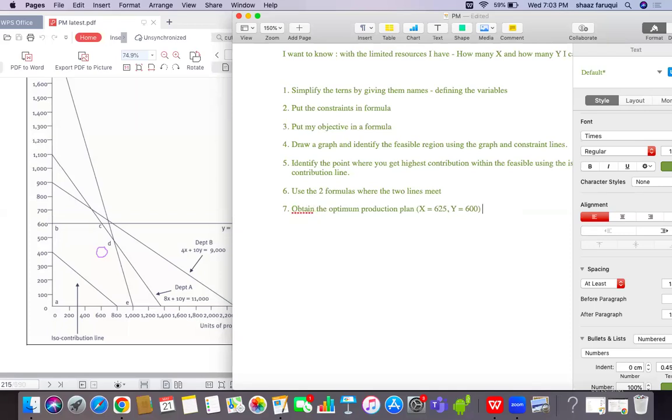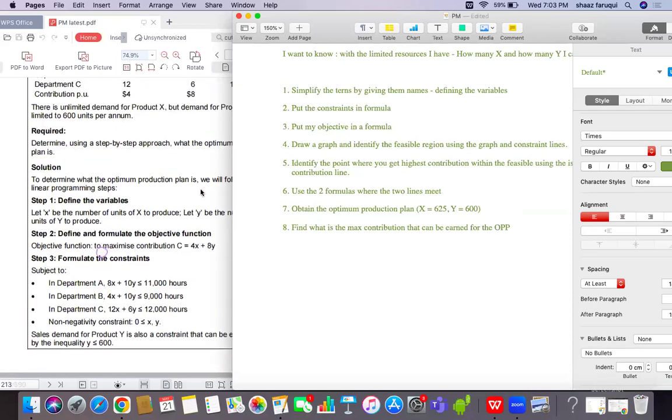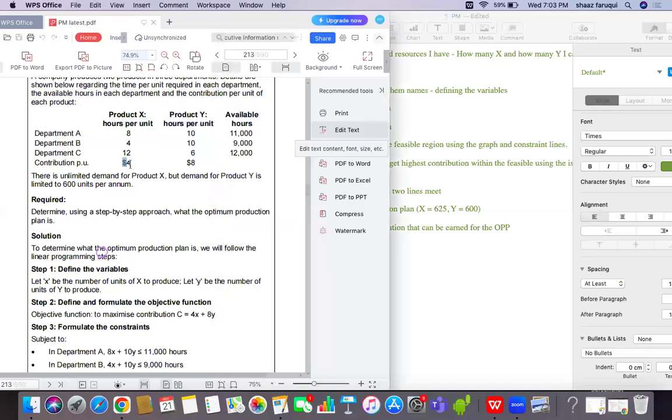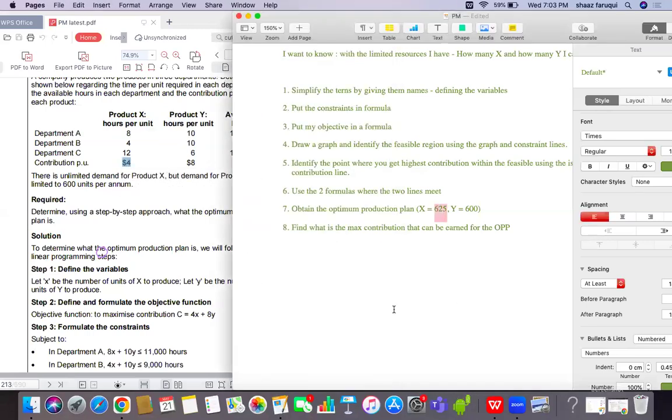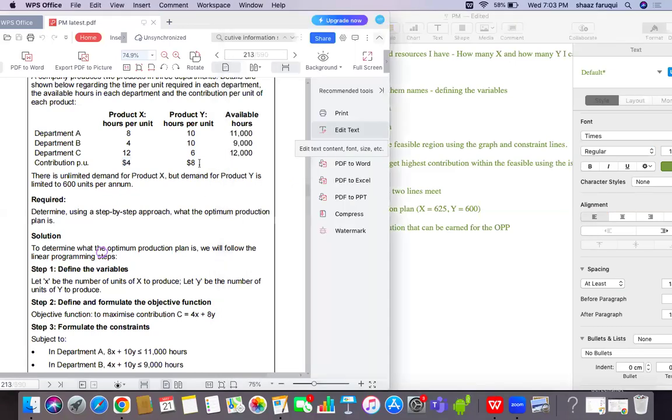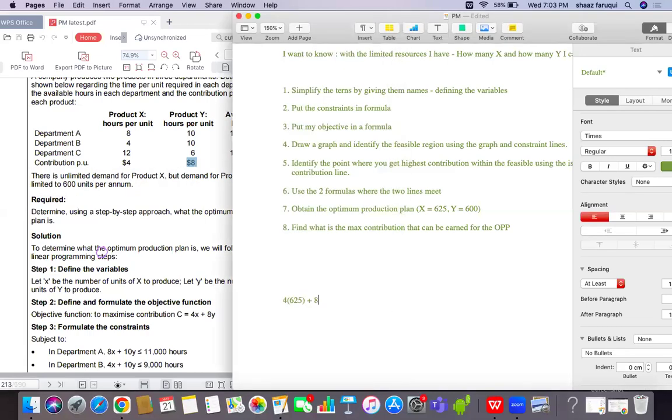Once you get that, using the optimum production plan, find the max contribution that can be earned. What do I mean by that? Go back to the contribution formula. Contribution was 4 for each X. How many Xs am I making? 625. So 4 into 625, plus, each Y has a contribution of 8. How many Ys am I making? 600. So 8 into 600. Therefore, what is the total contribution?